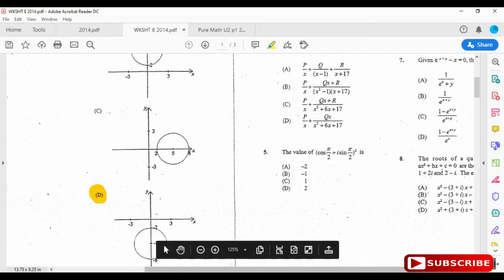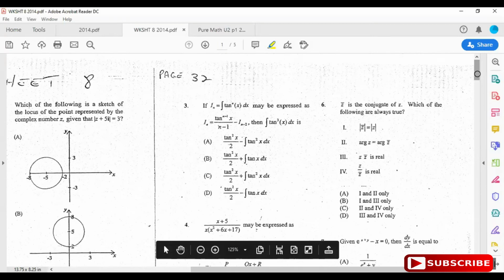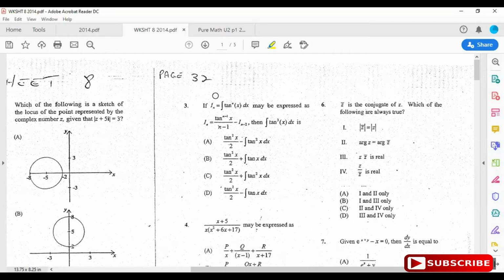All right, so as usual, the first part of the paper is very easy. Now, in this question we're being asked to find the integral of tan cubed x.